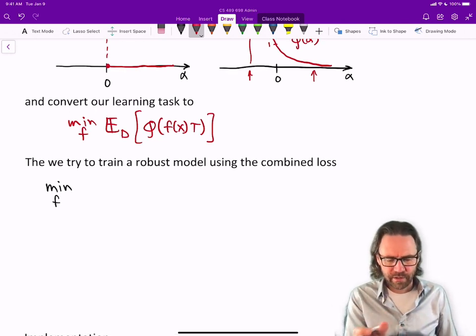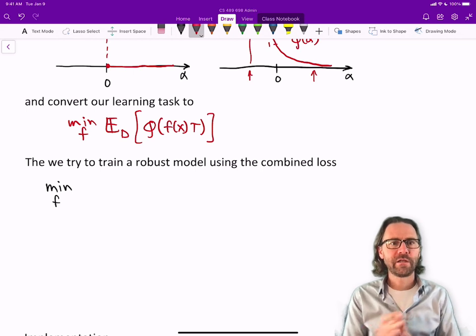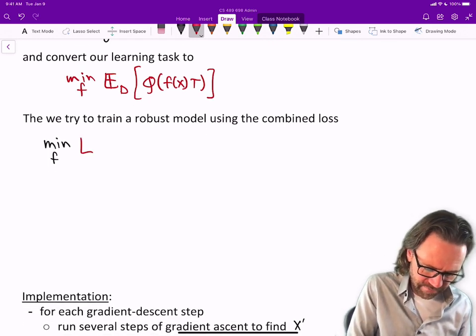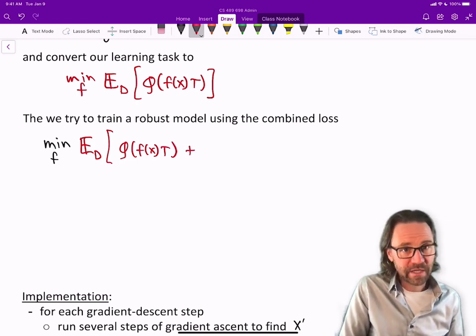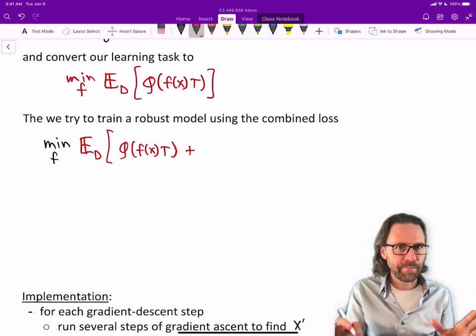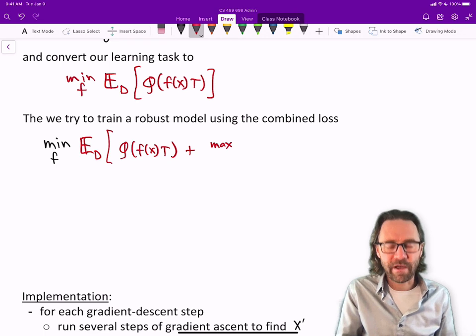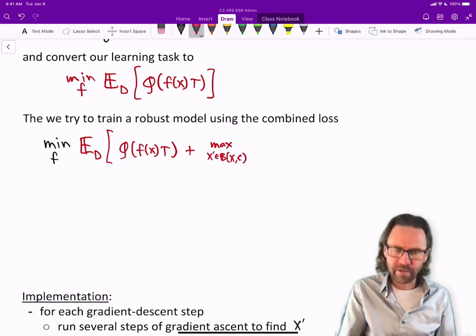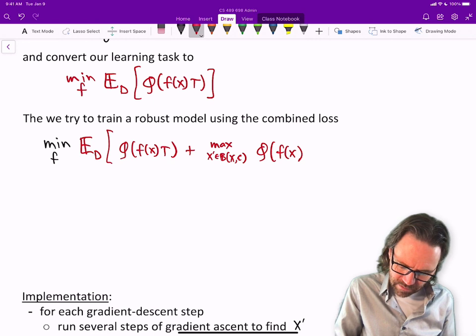Now, what I just showed there is the learning algorithm, just training it to be a classifier. Let's build in the robust part of it. We can try to train a robust model using the combined loss, minimizing over the models f, the expected value over the data set D of, so this is our natural loss, phi of f of x t, plus, now this is the pessimism part. This is kind of like, okay, what's the worst that can happen? So the worst that can happen is we can get some maximum value of our phi loss. So we're going to look in the epsilon neighborhood of x, like we talked about before. Look for the neighborhood element that gives us the worst outcome.